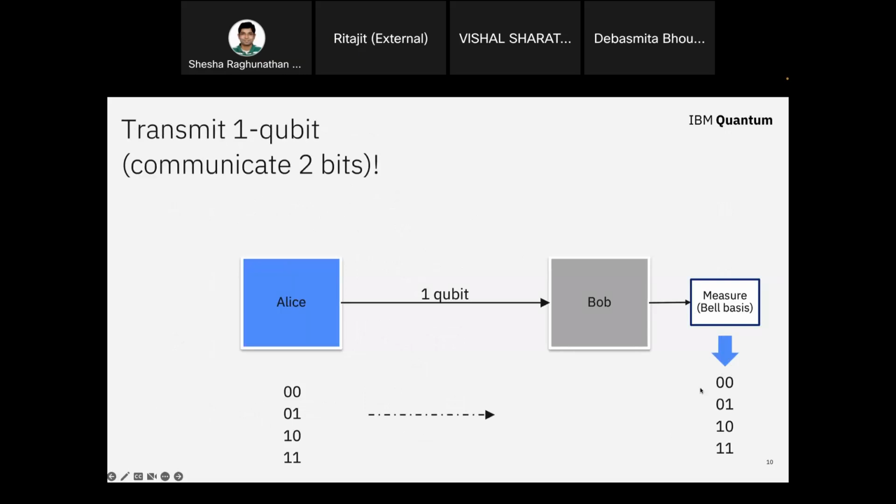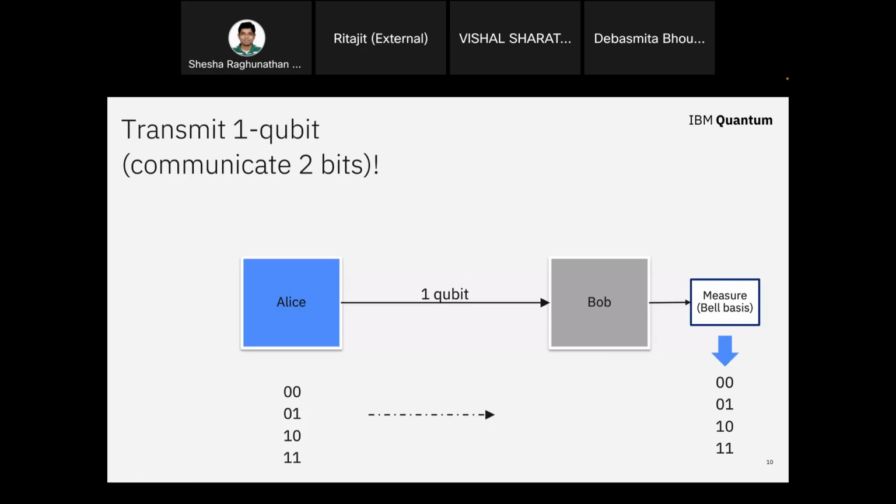What is important? So what did we just do? Alice communicated 1 qubit of information, but with that, it could communicate 2 classical bits of information to Bob. And that's fundamentally very different. You cannot do this kind of transmission in a classical setting, which makes it very unique. This is very unique to quantum because the resource that we have used is entanglement.